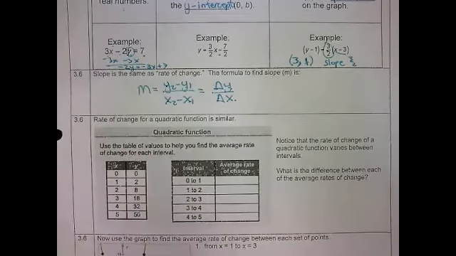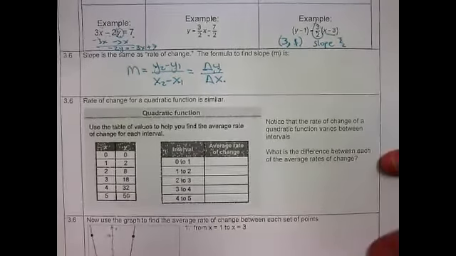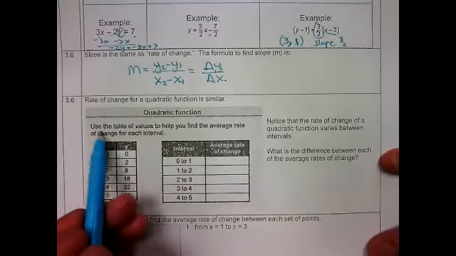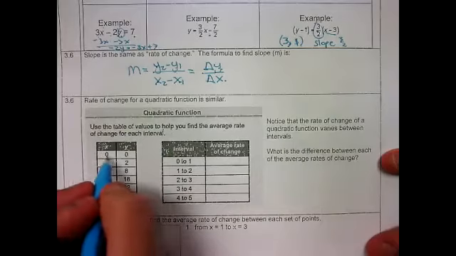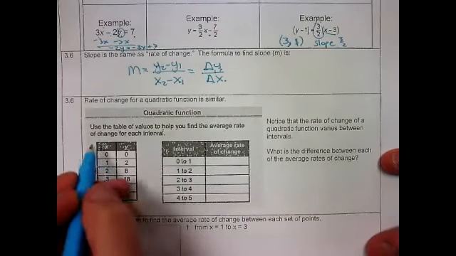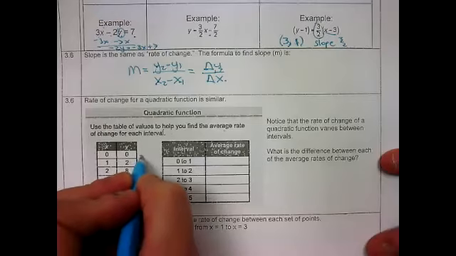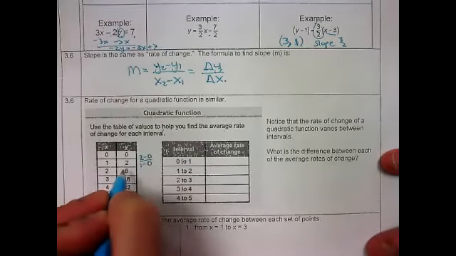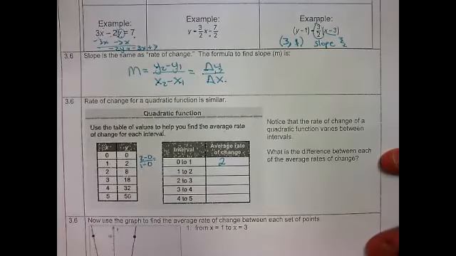Okay, so let's go ahead now and talk about the rate of change for a quadratic function. Rate of change for a quadratic function is very similar. The first thing we're going to do, it says use the table of values to help you find the average rate of change for each interval. From 0 to 1, we need a rate of change. That's our y's, 2 minus 0 over our x's, 1 minus 0. That gives us 2 over 1, which is 2.